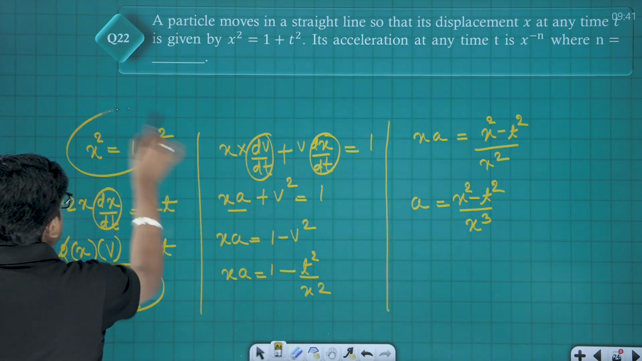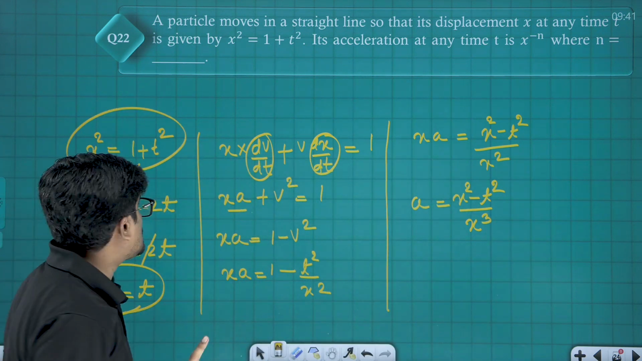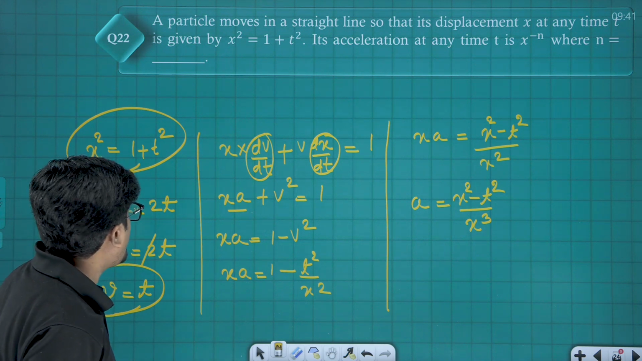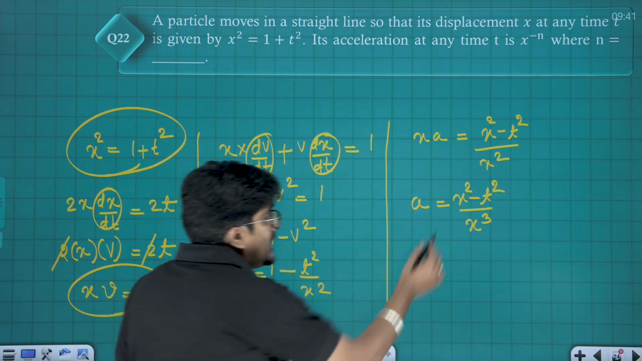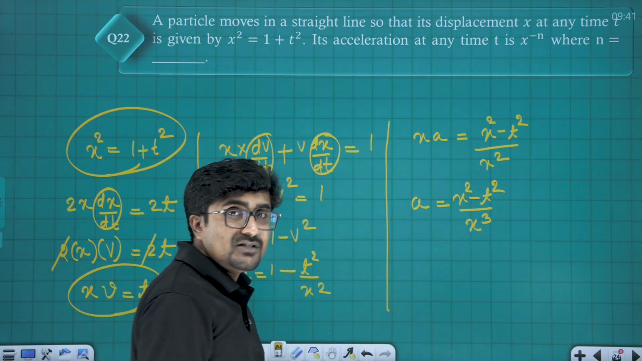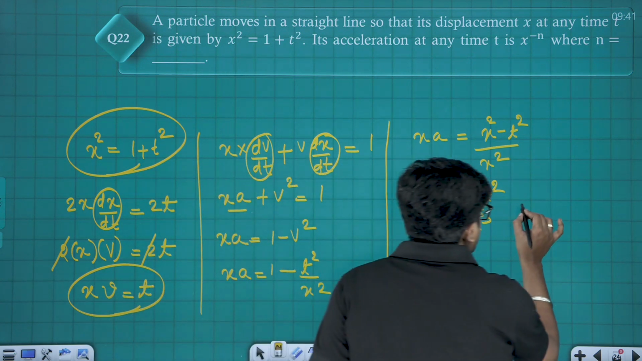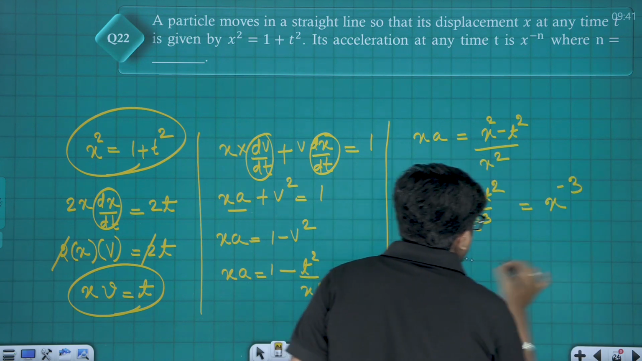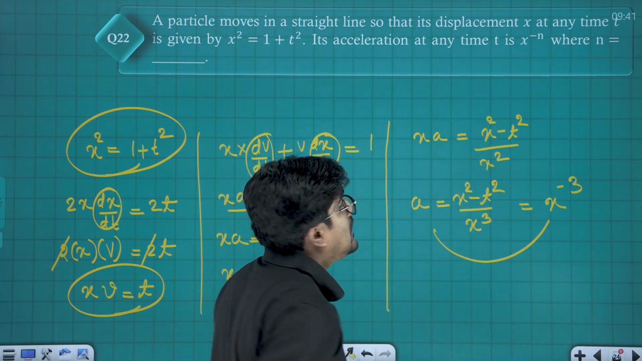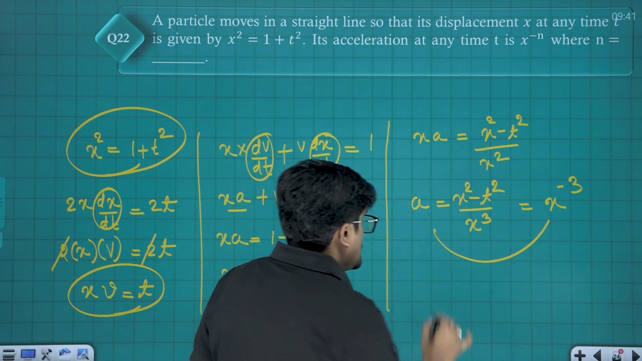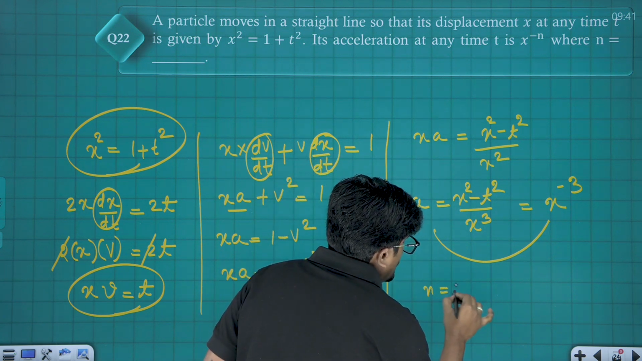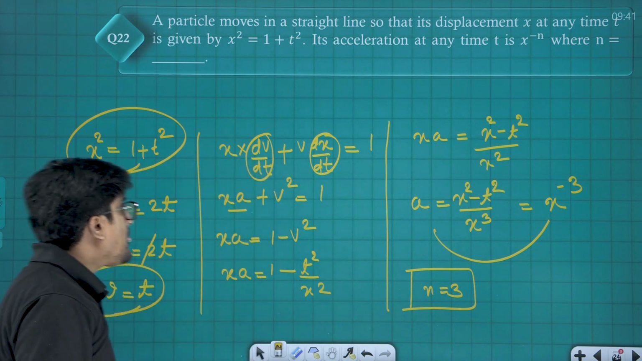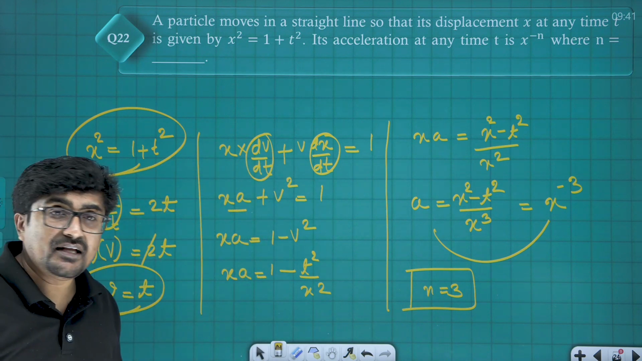Now have a look. Here I have x square equal to 1 plus t square, which means x square minus t square is equal to 1 only. That means here this is going to be x raised to minus 3. As per the question, acceleration is x raised to minus n. So I can say n is equal to 3 here. Okay.